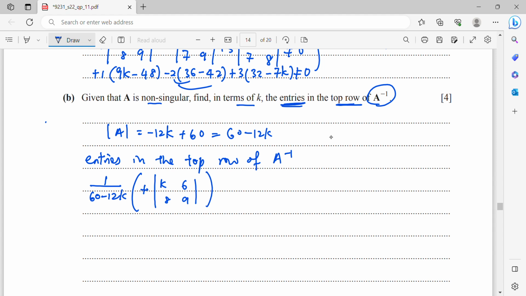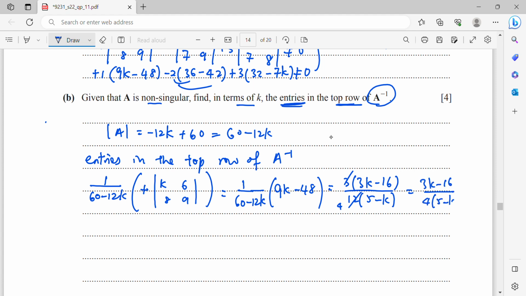Okay, so now I can simplify first. It will be 1 over 60 minus 12k, multiplied by cross multiplication. So 9k minus 48. Now here, 9k and 48, the common factor is 3, so I will get 3k minus 16. And for the denominator, the common factor is 12, so 12 bracket 5 minus k. The 3 and 12 can be cancelled off, simplified. I will get 3k minus 16 divided by 4 bracket 5 minus k. That is my first entry in the top row.